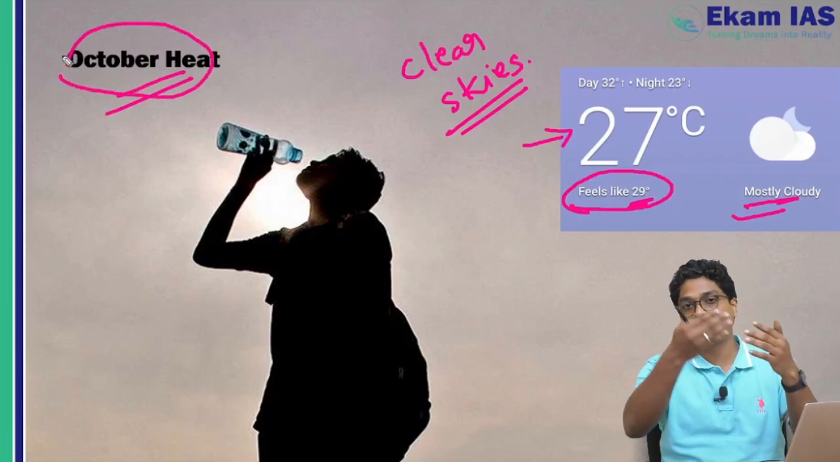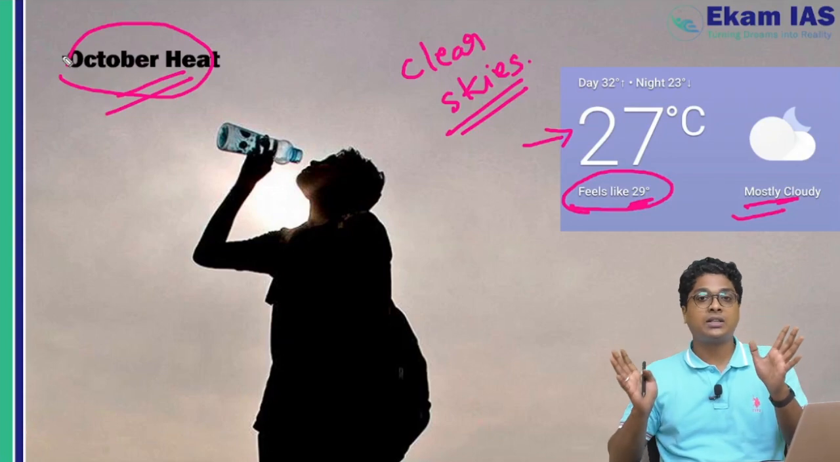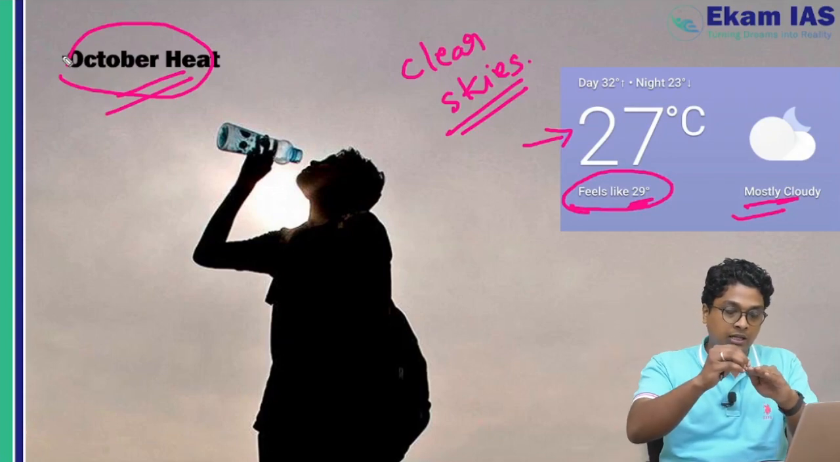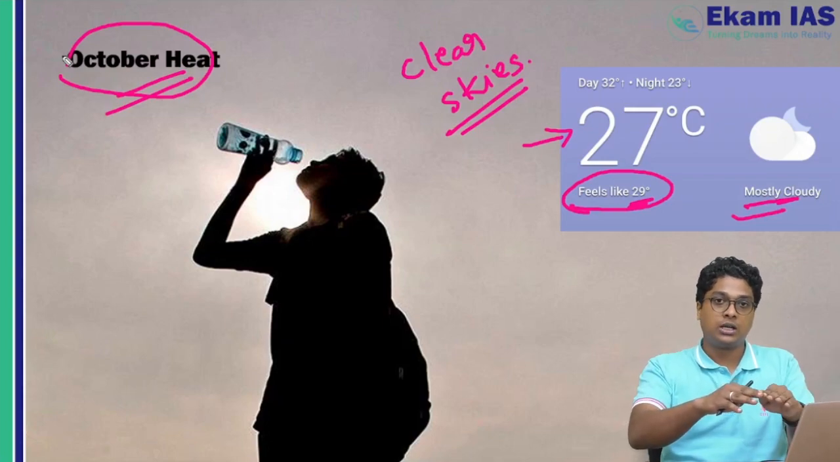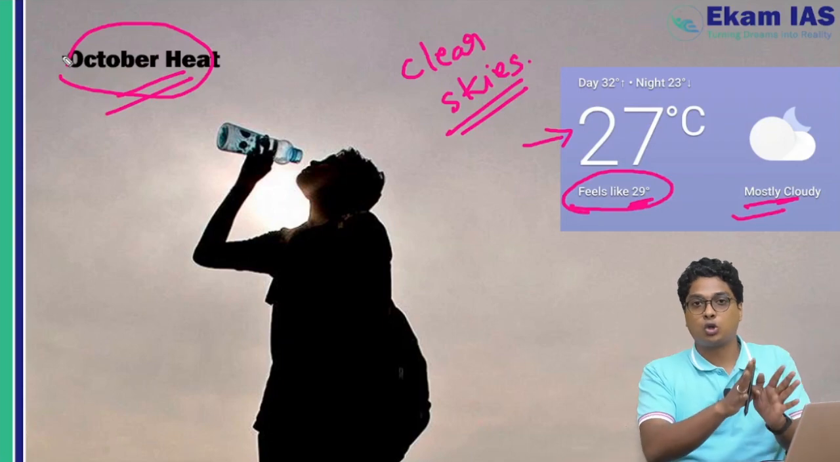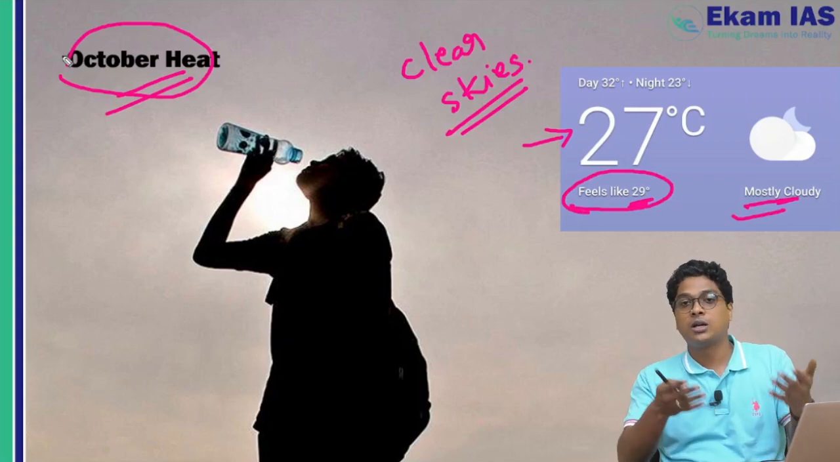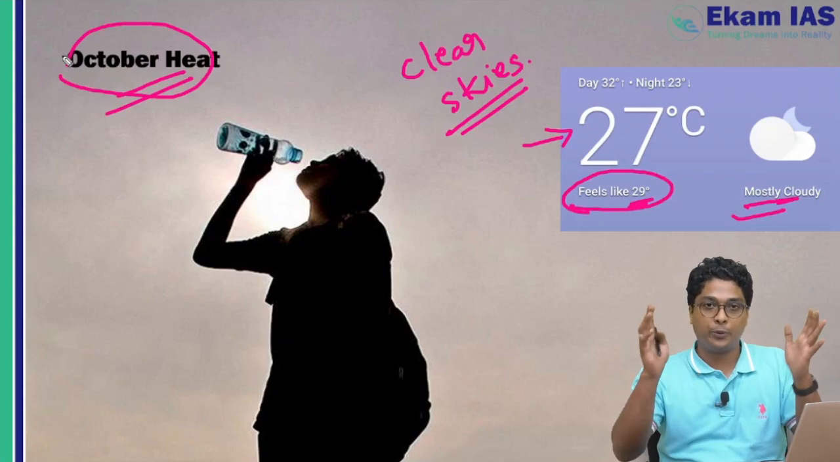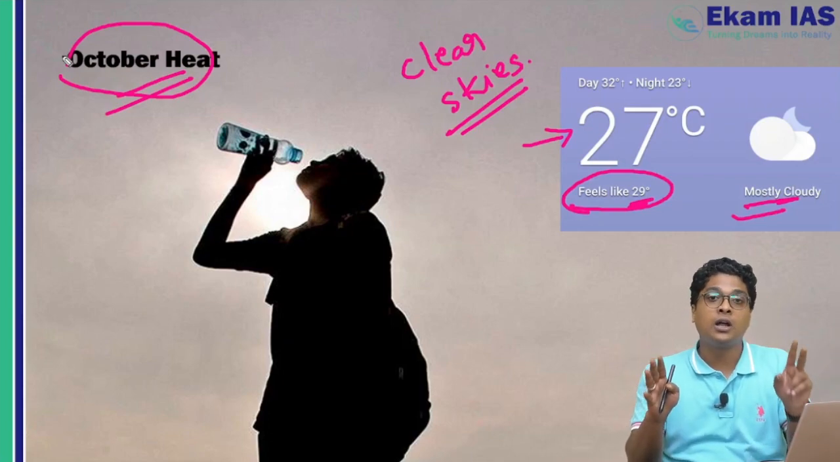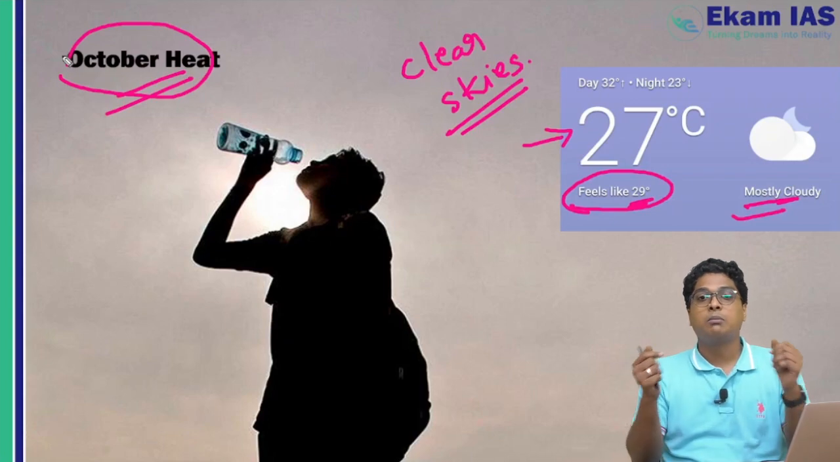So after the withdrawal of the monsoon, the moisture that the monsoon clouds left behind, combined with the clear skies producing high temperature, will lead to October heat. So what are the conditions of the October heat? A probable prelims question: high temperature, high humidity. Please remember these two things that will happen after the withdrawal of the monsoon wind.